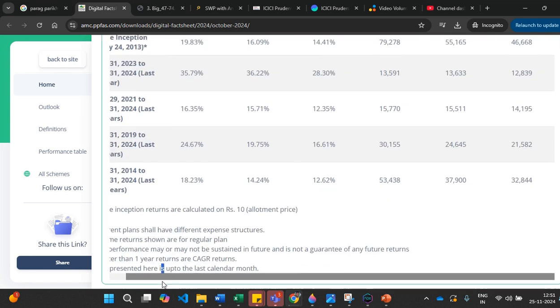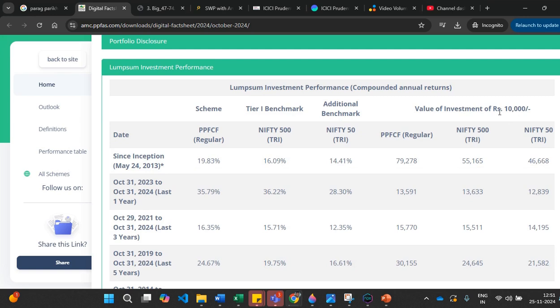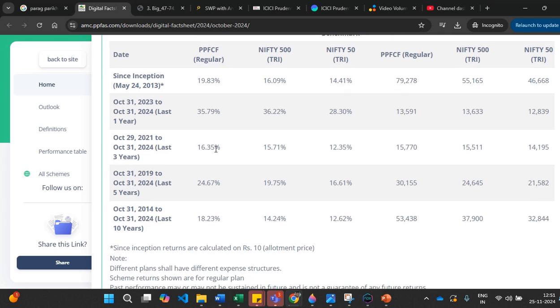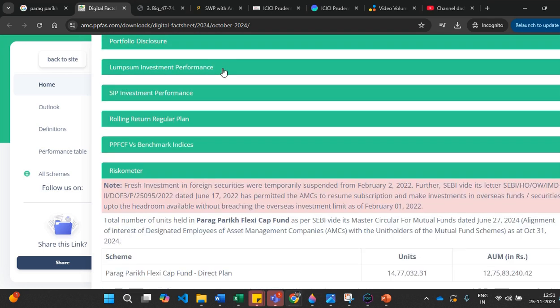And if you want to see how it has actually performed, right? If you go here, this will tell you, for example, for a lump sum, the one-time investment. For example, if you invested 10,000, and from the date of inception, that is 2013, this scheme has given almost 19.83%. The benchmark is 16.14. So that means it is going very good. And if you see the same way, every time it has beaten the benchmark. That means your mutual fund is performing very good, right? So that is how you can check how your mutual fund is performing.